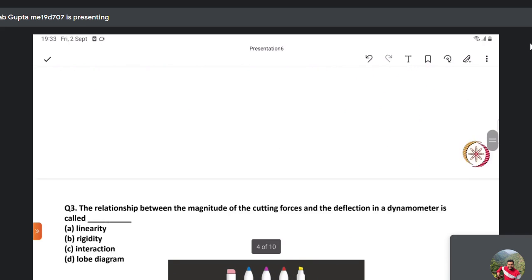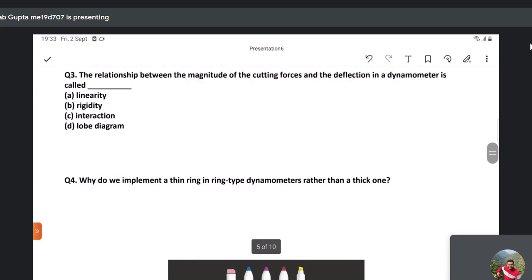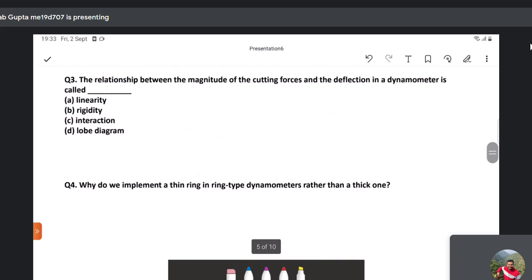Okay. The next question: the relationship between the magnitude of cutting forces and the deflection in a dynamometer is called what? So if the dynamometer is experiencing some force, say I am assuming a ring type dynamometer, and it is experiencing some value of force, or some force F. So this is the tangential and normal components.